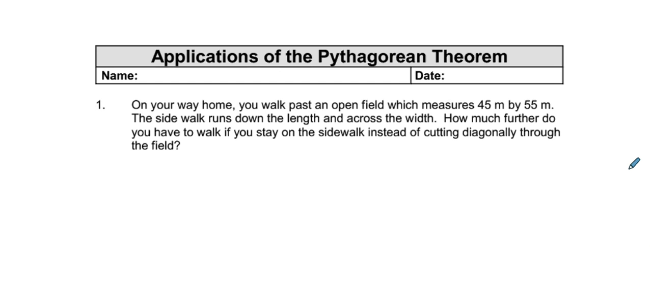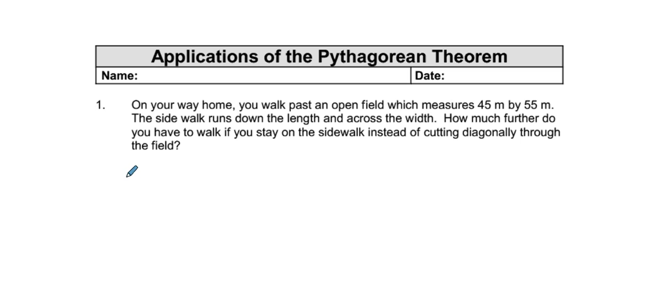Applications of the Pythagorean theorem. On your way home, you walk past an open field, which measures 45 meters by 55 meters. The sidewalk runs down the length and across the width. How much further do you have to walk if you stay on the sidewalk instead of cutting diagonally through the field? Let's start by drawing a diagram of what the question might involve.